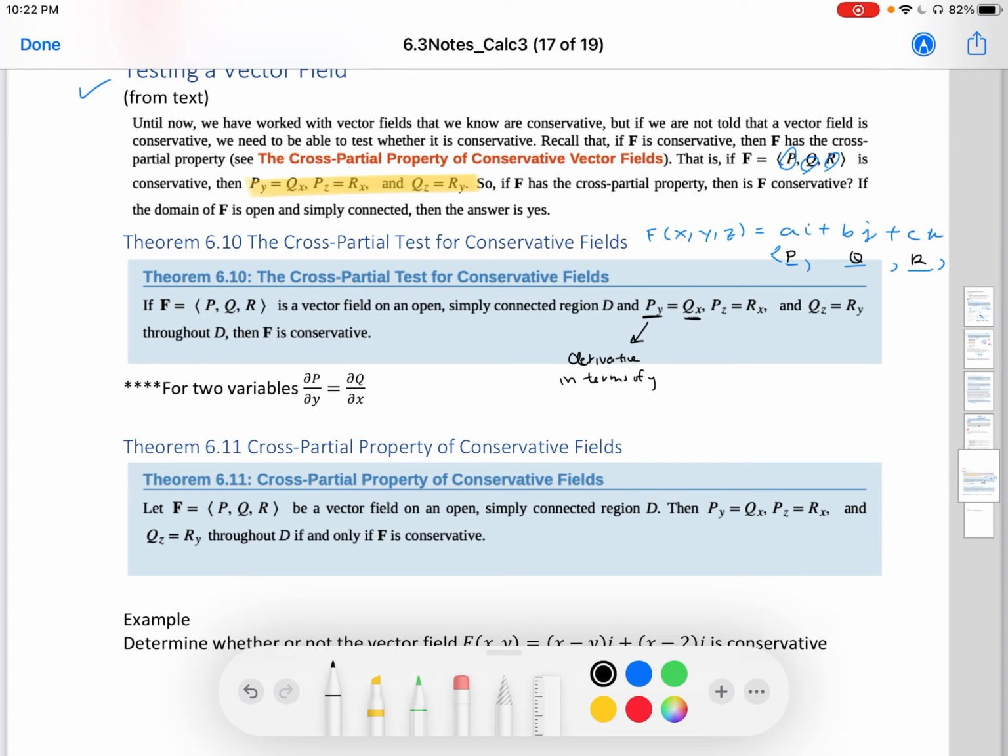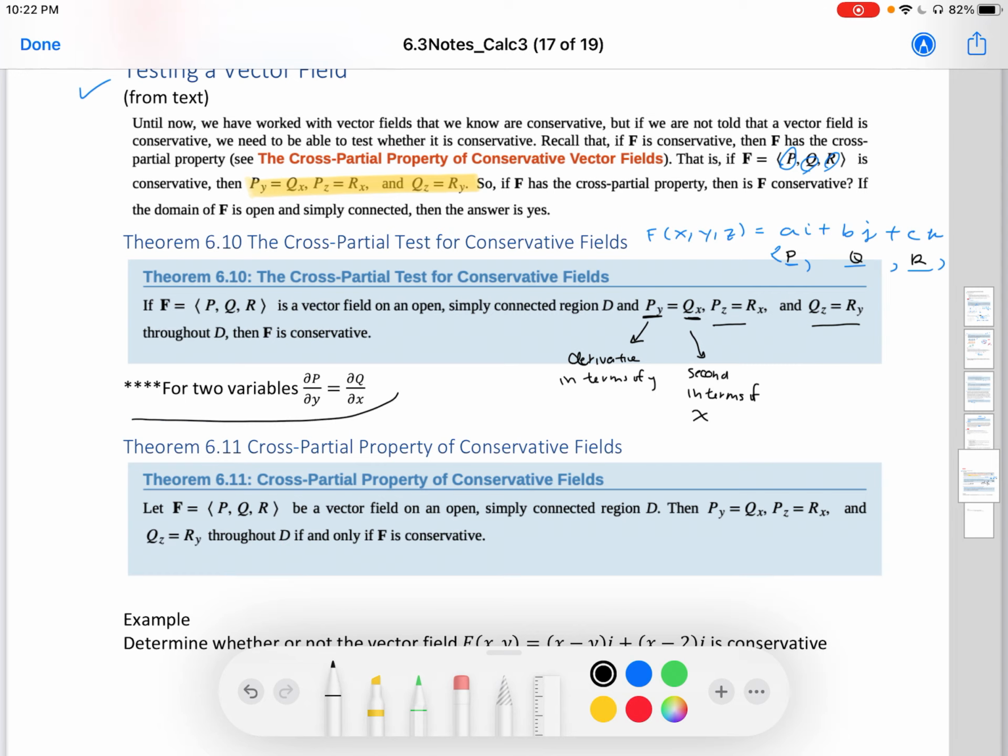We're taking Q, which is the second component, in terms of x, and so we have three different ones to prove for equality. And all those three need to hold true in order for them to be conservative fields.